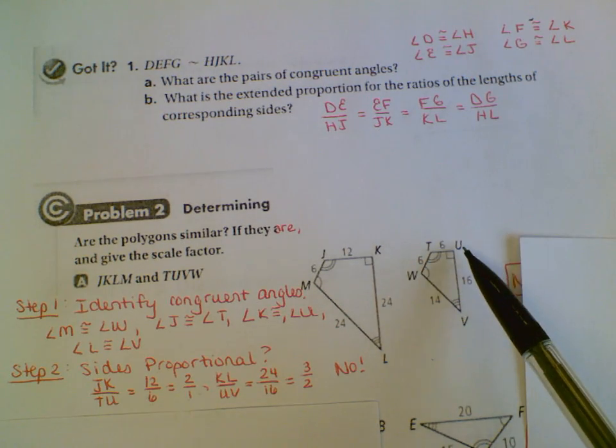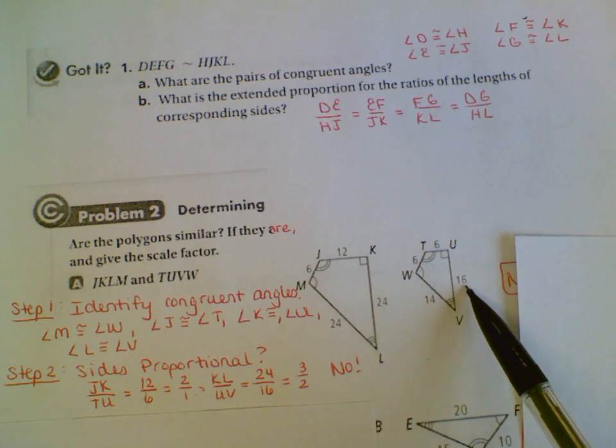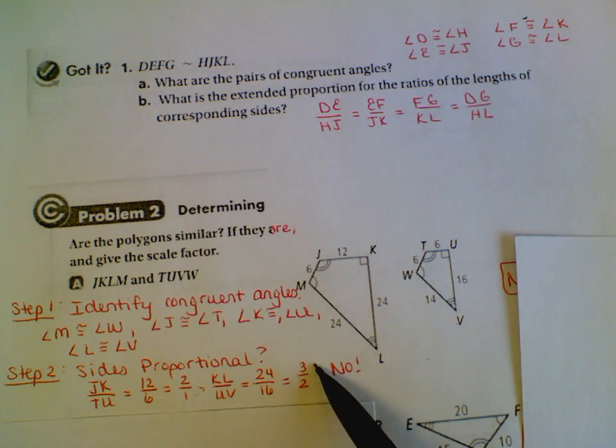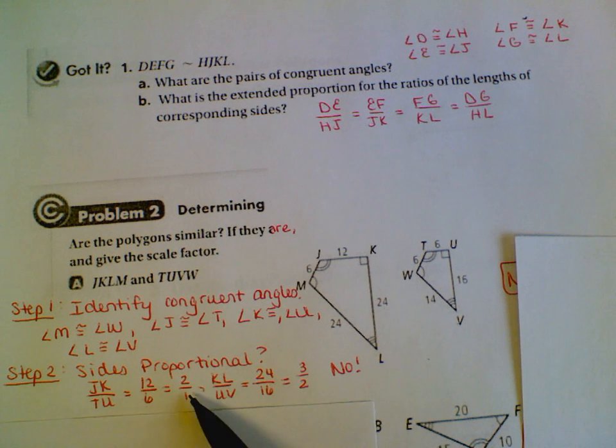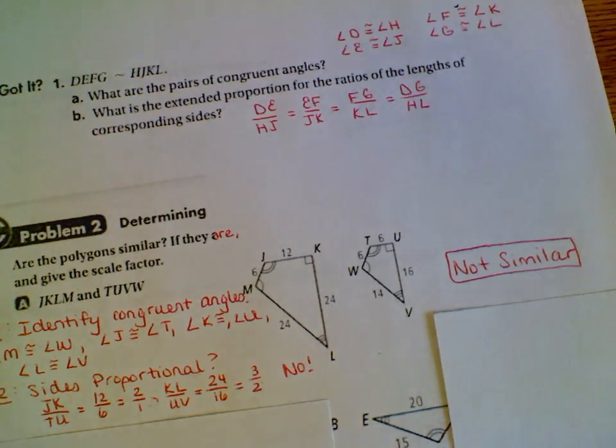Then I would pick another set. KL is to UV. Those are corresponding sides. So I would set up that ratio. 24 is to 16. That reduces to 3 to 2. These scale factors all have to be the same if they're going to be similar. So since those are not the same after the first two, my answer would be no. These two figures are not similar to each other.